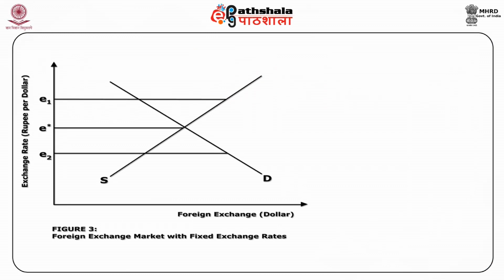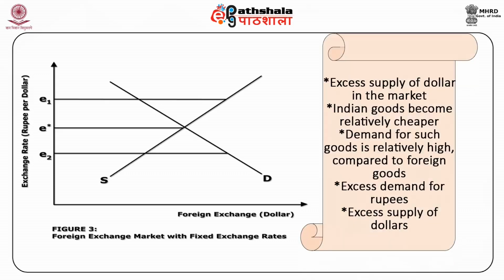To see this, look at Figure 3. The equilibrium exchange rate determined by the demand and supply of foreign exchange is E star. However, if the central bank fixes the exchange rate at E1, then there is an excess supply of dollars in the market. As the exchange rate is high, Indian goods become relatively cheaper, and hence demand for such goods is relatively high compared to foreign goods. This creates an excess demand for rupees and a corresponding excess supply of dollars. In such a case, the central bank stands ready to buy the excess dollars in the market.